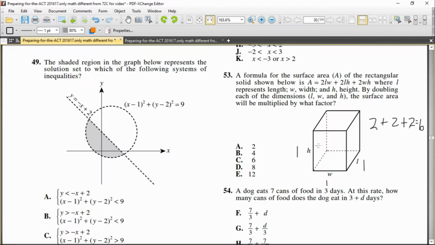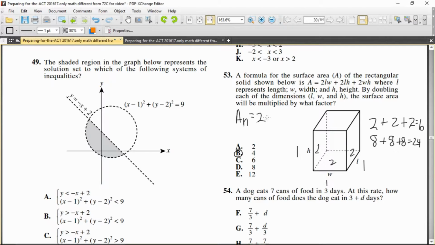Then let's double them. We're doubling each one, so they're going to be 2 instead. And it'll be 2 times length width, 2 times 4 is 8. So it's going to be 8 plus 8 plus 8. That's 24. 6 times what is 24? 6 times 4.